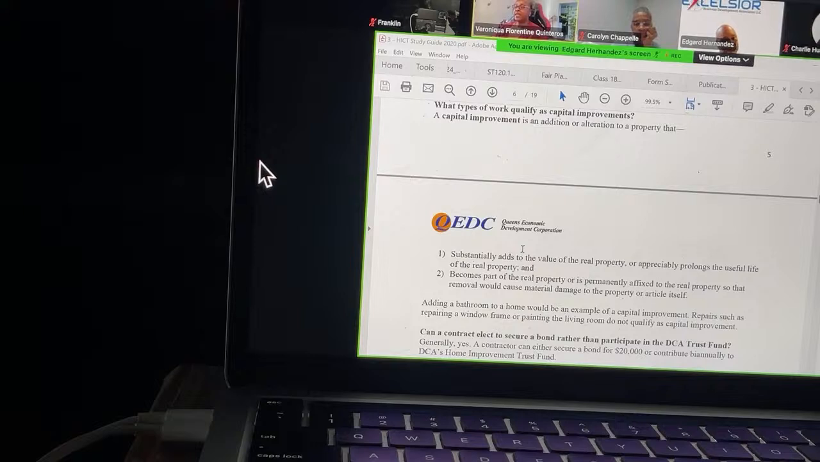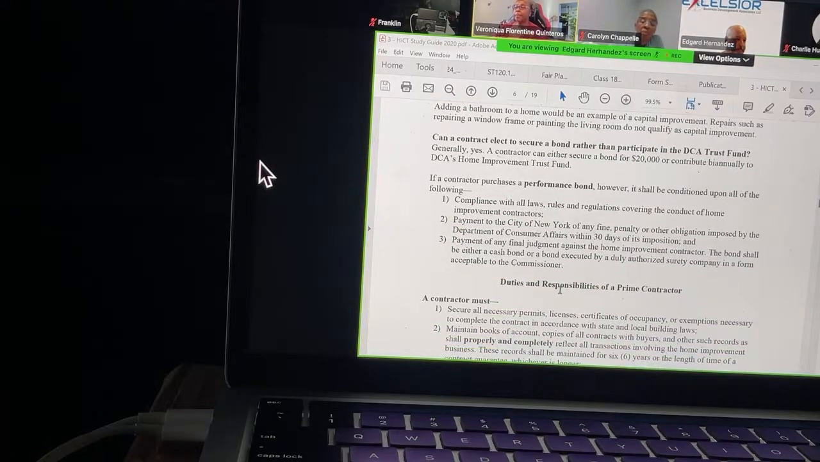A capital improvement is an addition or alteration to a property that, 1, substantially adds to the value of the real property, or appreciably prolongs the useful life of the real property, and 2, becomes part of the real property or is permanently affixed to the real property so that removal will cause material damage to the property or article itself. Adding a bathroom to a home would be an example of a capital improvement. Repairs such as repairing a window frame or painting the living room do not qualify as capital improvement.